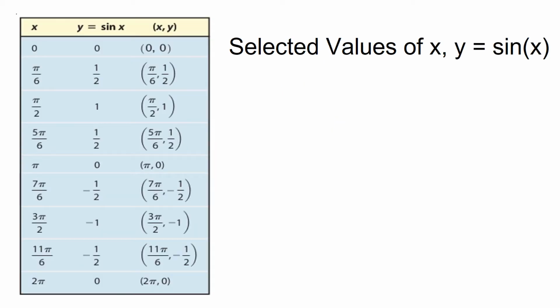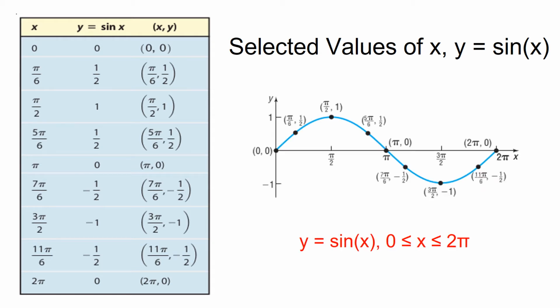In the last section, we determined the sine function for a variety of angles. Some of these angles, expressed in radians along with their sines, are listed in the table on the left as xy pairs. We can plot these pairs in the xy plane for values of x between 0 and 2 pi.